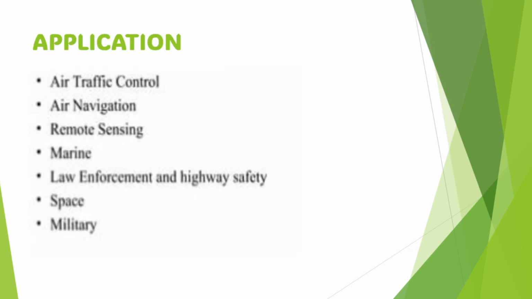Next, come to the applications. These radar systems are used in air traffic control systems. Next, navigation, air navigation. Next, remote sensing, marine and space, and also used in military applications. Next, law enforcement and highway safety. So these are some basic applications of the radar system. I hope you understand. Thank you.